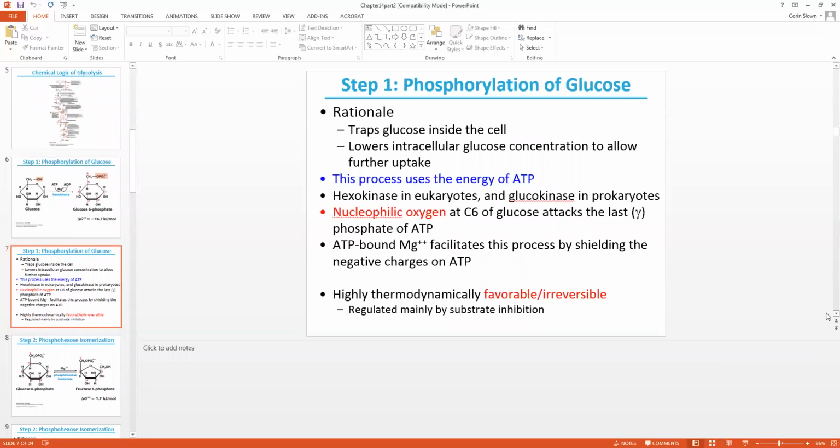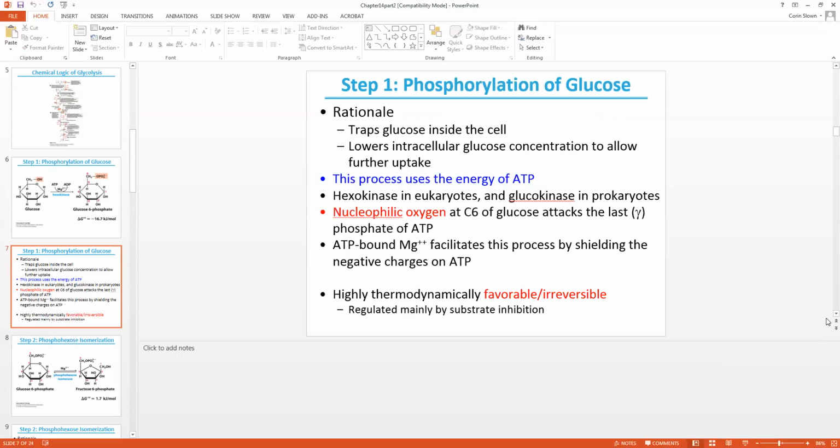So the idea here is that this is what traps glucose inside the cell. It lowers the intracellular glucose concentration so that more glucose can be taken up. It actually uses the energy of ATP. In eukaryotes, this takes place using the enzyme hexokinase. In prokaryotes, it's the enzyme glucokinase.